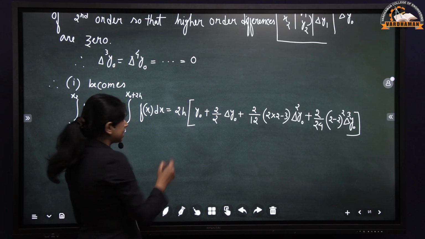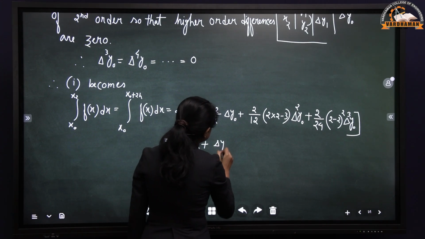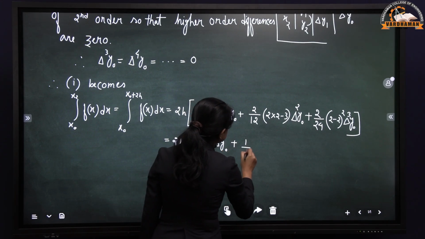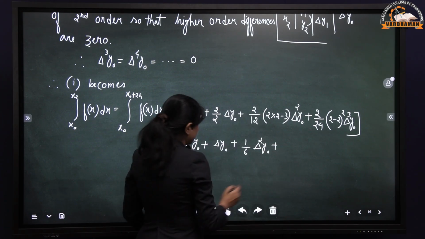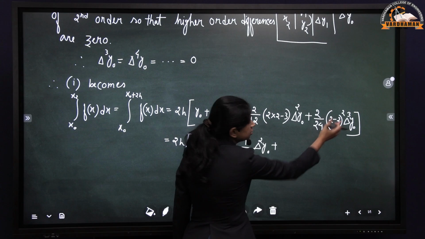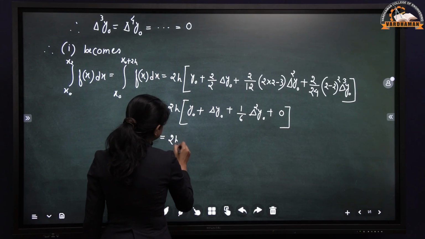Okay, so what we have? 2h [y0 plus first forward difference of y0] plus 1 by 6, 4 minus 3, this is 1, second forward difference of y0. And what will be this one? This one will be 2 minus 2, this is 0. So this is 0.